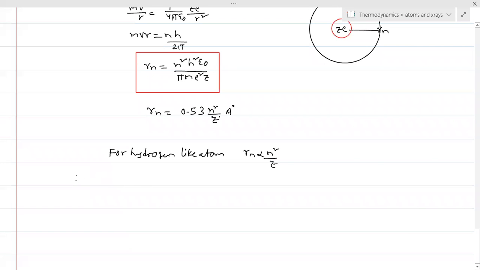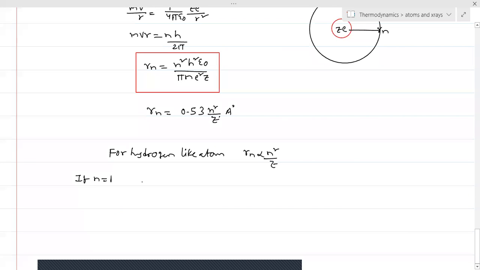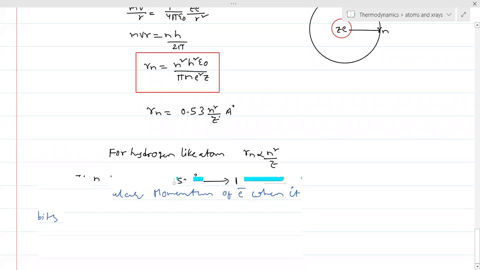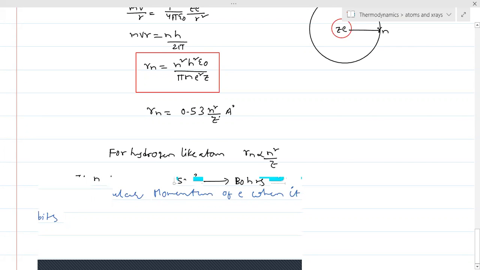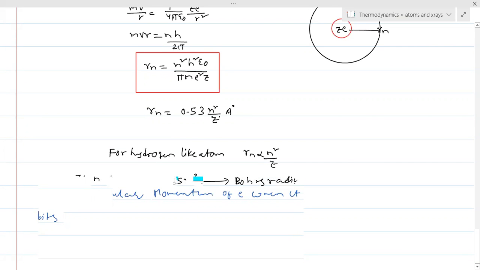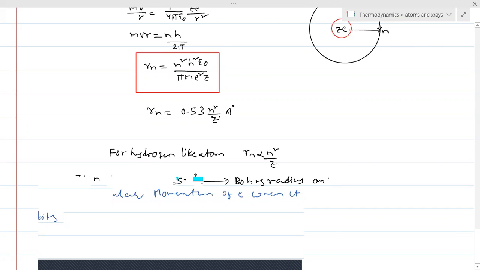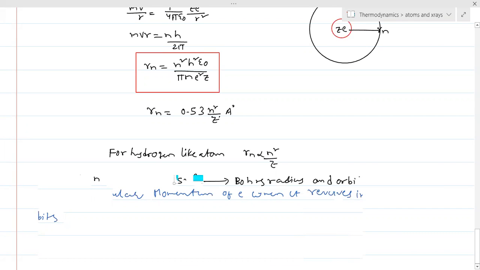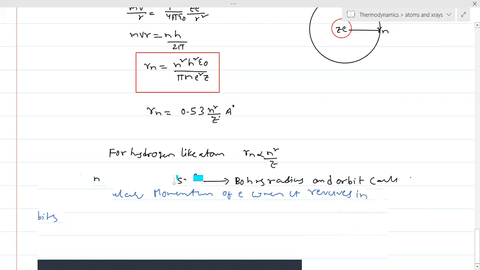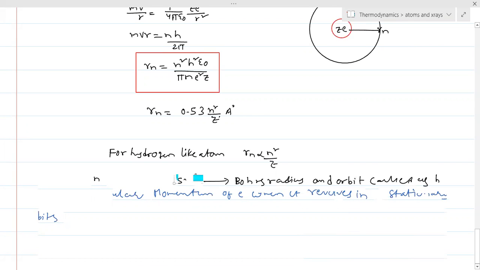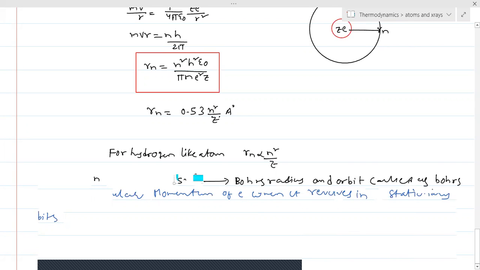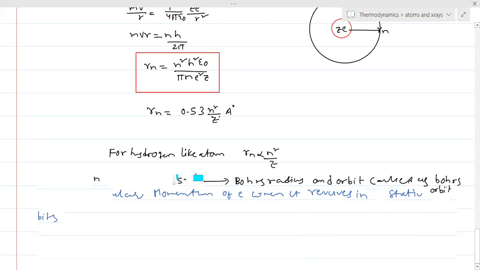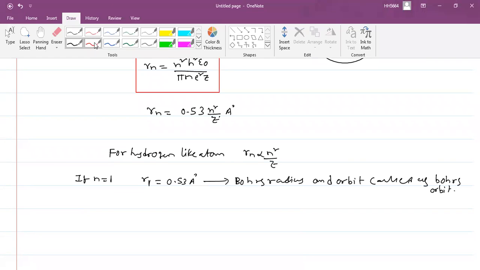Suppose if n is equivalent to 1, we will take R1 equivalent to 0.53 angstroms. This is called Bohr's radius, and that particular orbit is called Bohr's orbit.